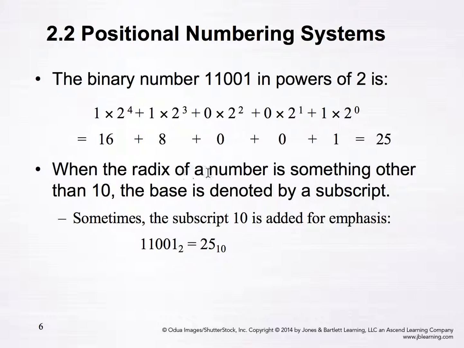When the radix of a number is something other than 10, the base is denoted by a subscript. Sometimes the subscript 10 is also added for emphasis. For example, this string is a number represented in binary with the value of 25 in decimal. The subscript here just emphasizes the base or radix of the number we represented.